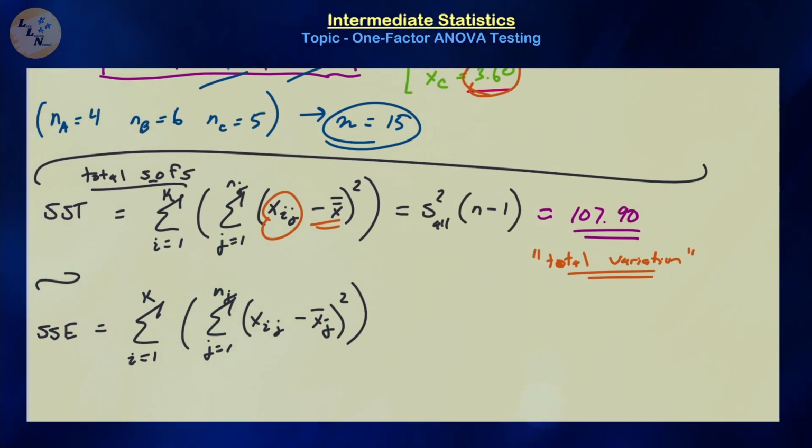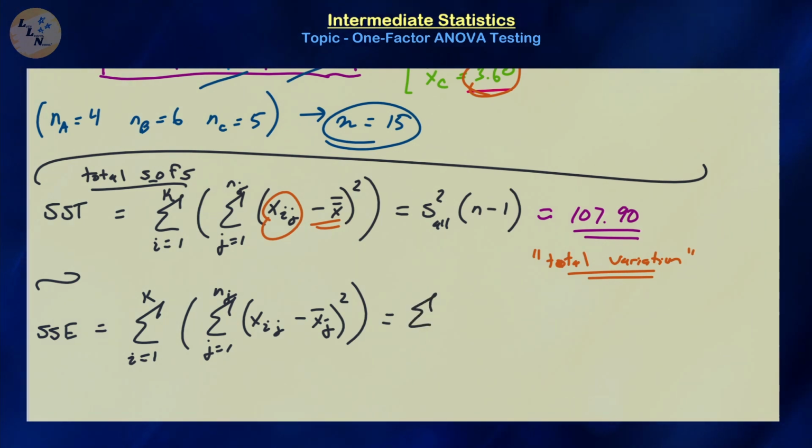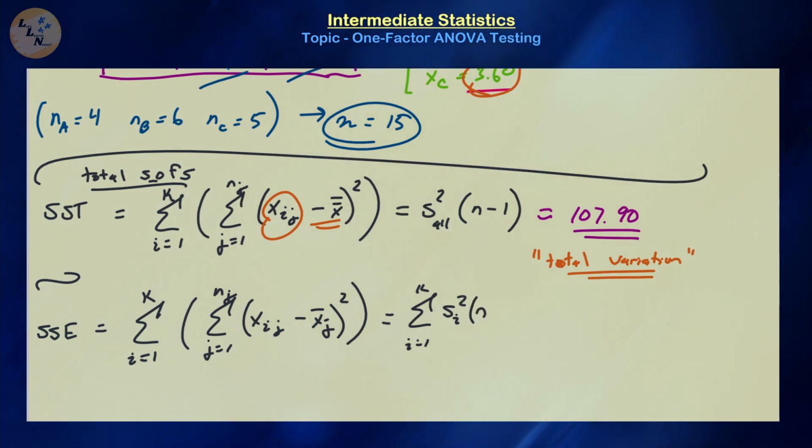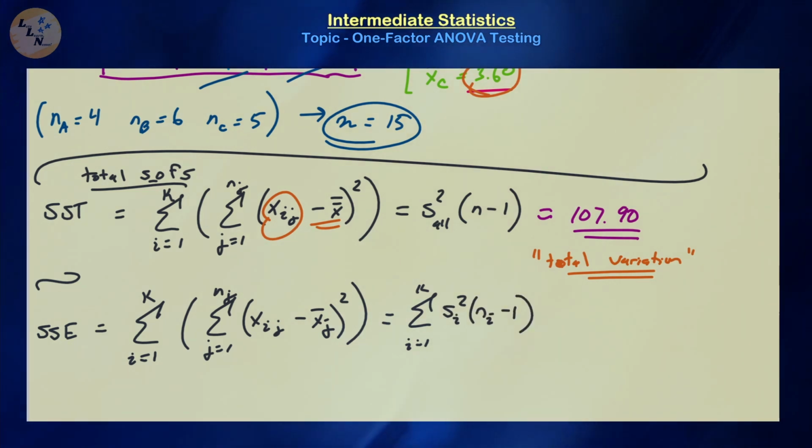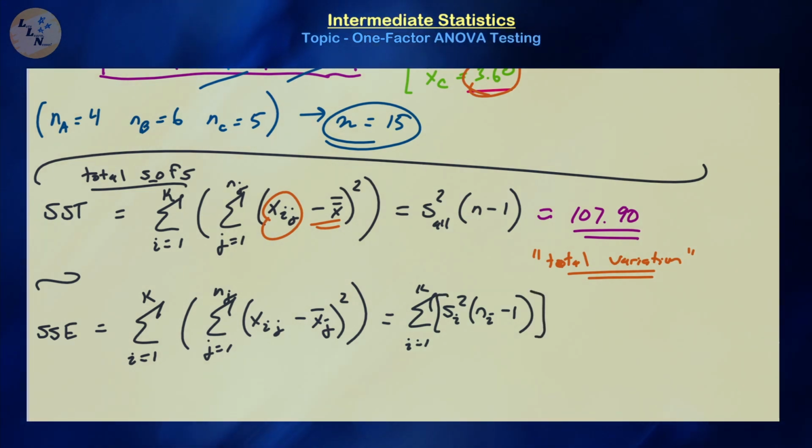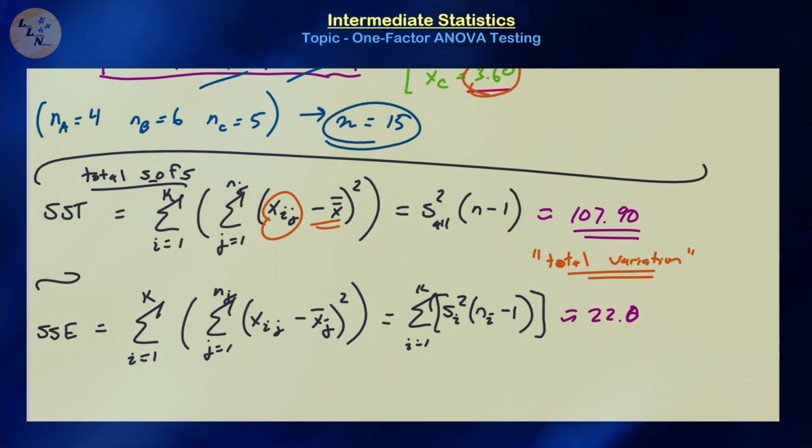Now notice if you look at this formula, technically we can rewrite this in a nice compact way. This can be rewritten as the sum from i equals 1 to k of the variances of each of those groups times the size of each of those groups minus 1. That's a nicer way to go about it, especially if you have Excel or R at your fingertips, and you should be able to show that that's approximately equal to 22.06.